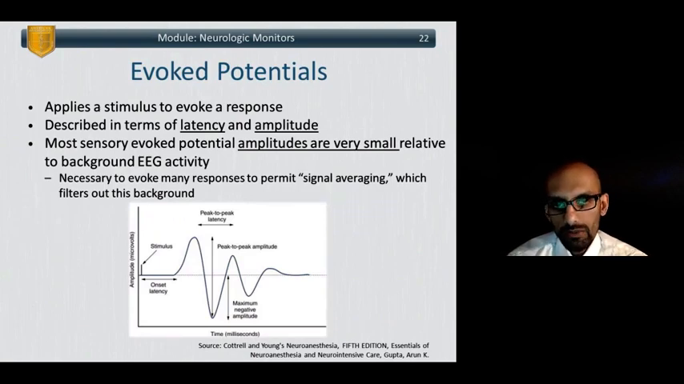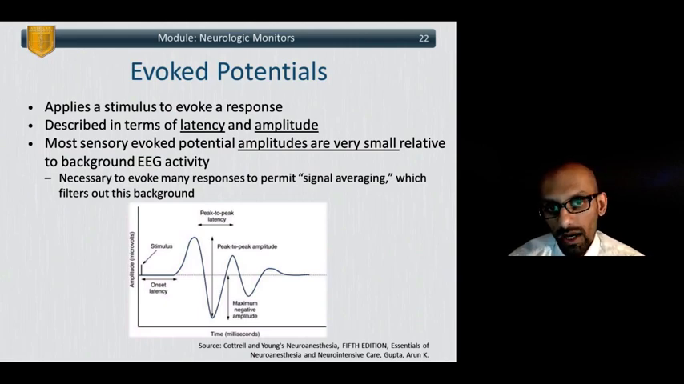So that's our segue into direct evoked potential monitoring. The basic concept is you're applying a stimulus to evoke a response. This can be either motor or sensory, visual or auditory. And the signal that you get after you apply the stimulus is assessed in terms of its latency, so how long it takes to arrive at its destination from the starting point where you apply the stimulus, and the amplitude, the strength of the signal. Most sensory evoked potential amplitudes are pretty small relative to background EEG activity.